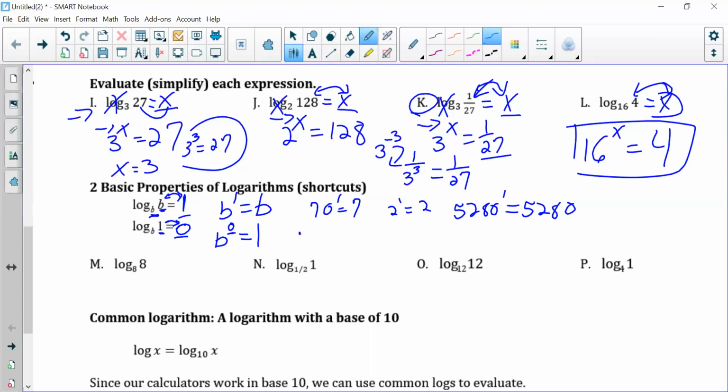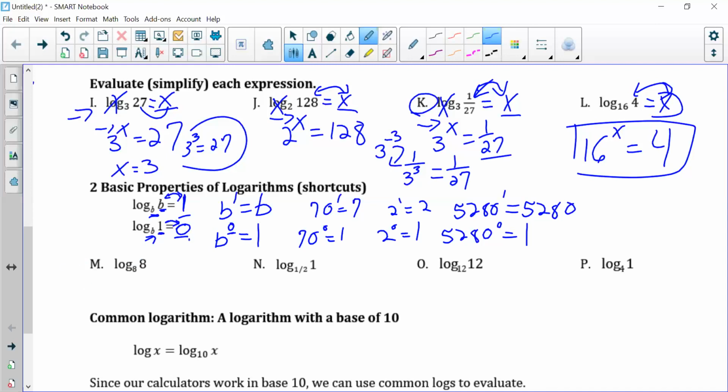Once again, whether it's 70 to the 0 power, that's 1. Whether it's 2 to the 0 power, that's 1. If it's 5,280 to the 0 power, it's still 1. If it's 10 million to the 0 power, it's still 1. So anytime you see a 1 in this place, it does not matter what the base is. Doesn't matter. If you see a 1 here, your answer is 0.